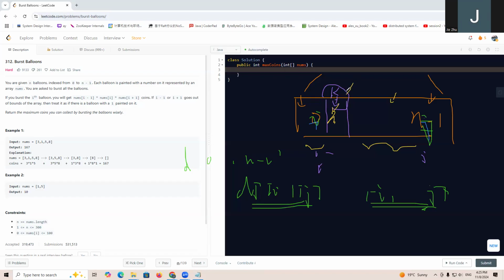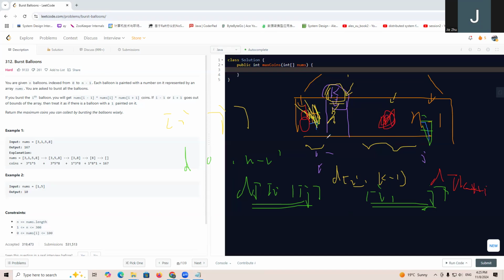So the last bloom left can happen from any i to j, right? So if k is the last bloom we burst in the interval i to j, then our score will have three parts. One is dp i to k minus 1, right? That means this part, all are burst already. And also dp k plus 1 to j, right? And this part are all burst.